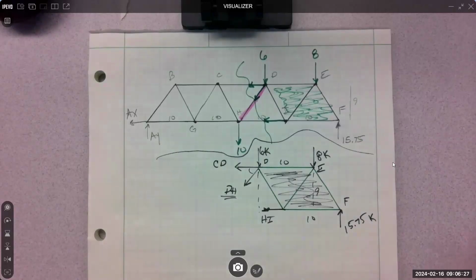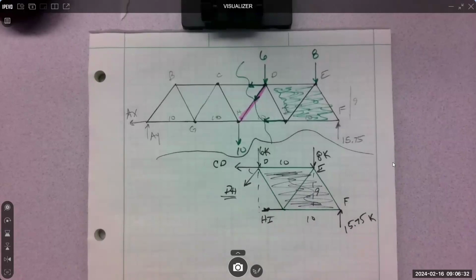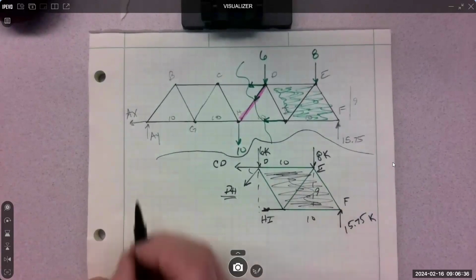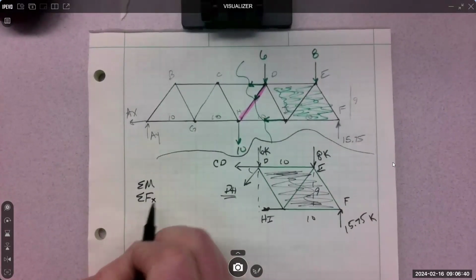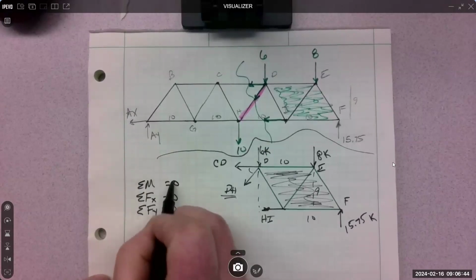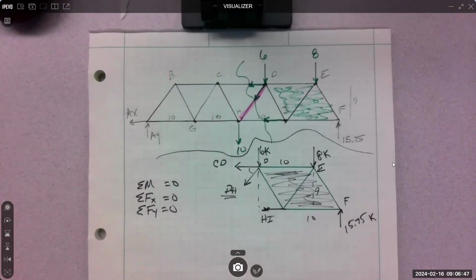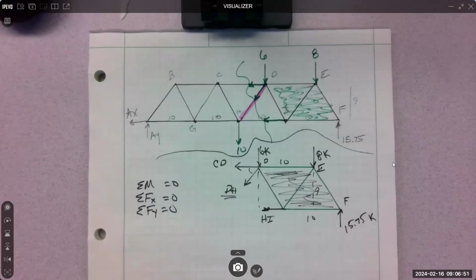So this sets up a non-concurrent problem, where method of joints is all concurrent. They're all coming from one point, right? So this means we can do moments, we can do forces in the X, and we can do forces in the Y. That's our equations. Then you solve it. Again, no new skill set, but kind of a complicated non-concurrent system. A lot of things going on here.